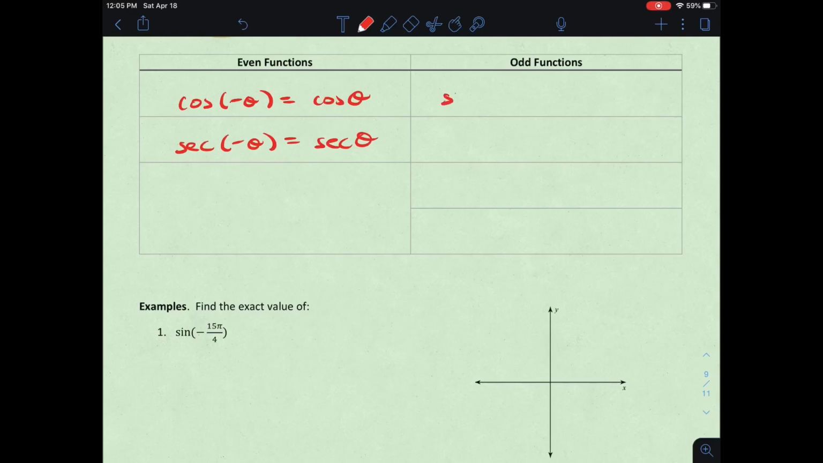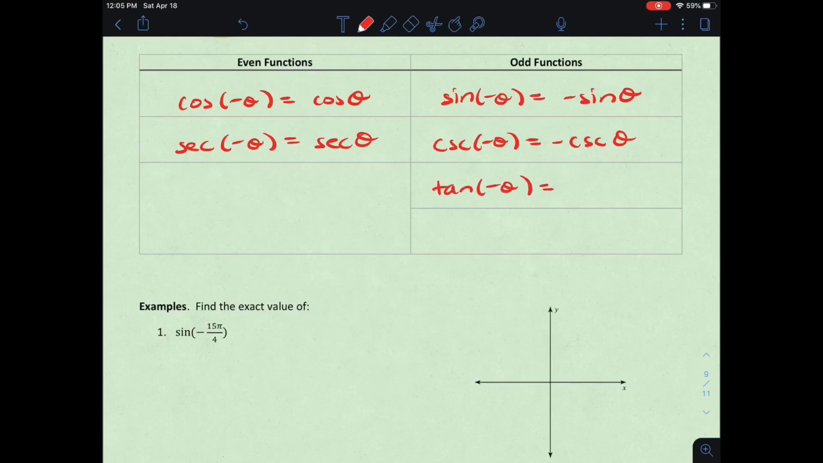And then for the odd functions, we said sine was odd. So I know sine of negative theta equals negative sine of theta. Essentially that negative that's inside the trig function, you can just pull it to the front. And because sine is odd, I know that its reciprocal, the cosecant function, is also going to be odd. And then we said that tangent was an odd function. And because tangent is odd, it's going to follow that cotangent is also odd.